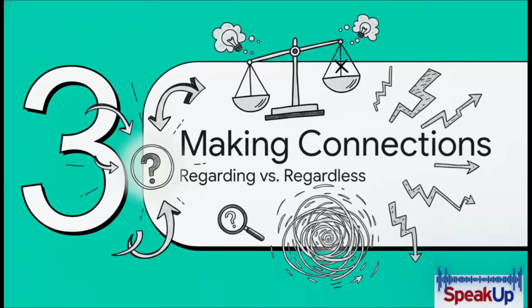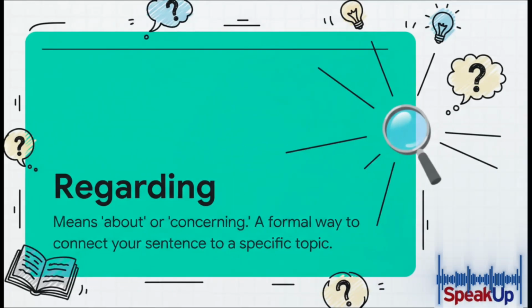Okay, next up, we have an excellent question from Ramatule in Senegal about two words that sound super similar but are pretty much opposites, regarding and regardless. Let's clear this one up because it can definitely cause some confusion. So let's start with regarding. The easiest way to think about it is that it's just a slightly more formal way to say about or concerning. You use it to point directly at the topic you're talking about.